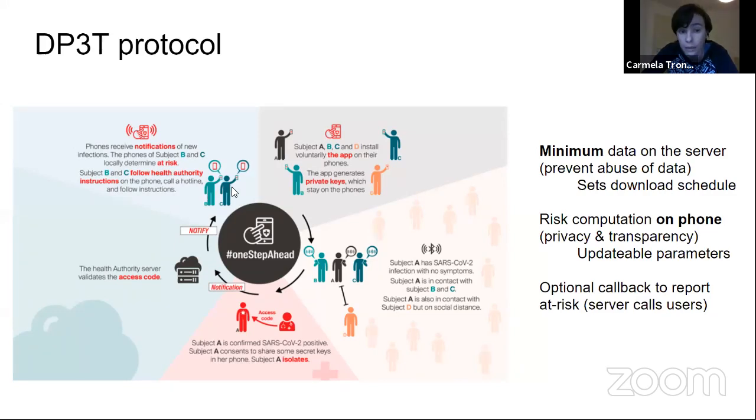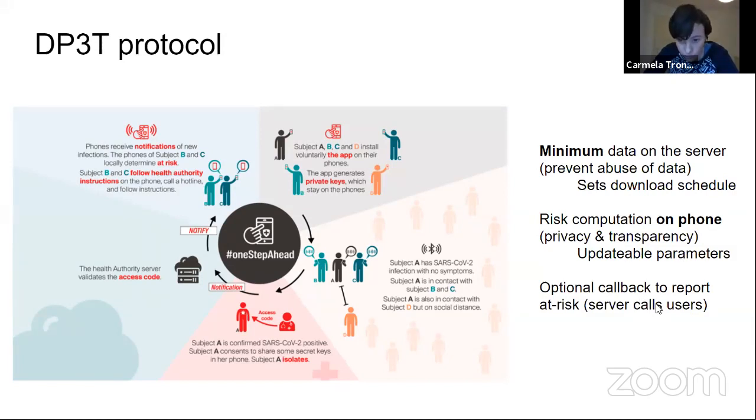And if that is the case, then actually they will raise an alarm. Our design criteria for this protocol was to have the minimum amount of data on the server in order to prevent abuse and protect privacy. We wanted to have the risk computation on the phone, both for privacy reasons and also for transparency, in the sense that when we compute on the phone, we know which parameters are sent. We can be very public about how this risk is made.